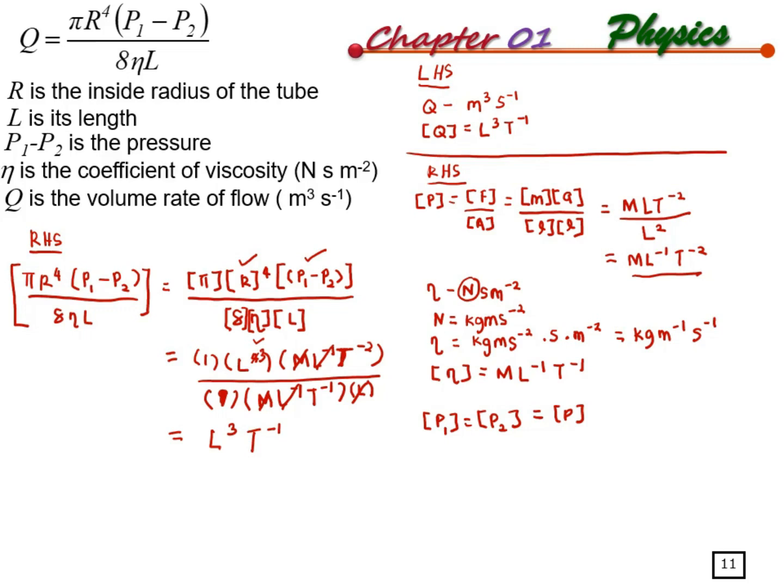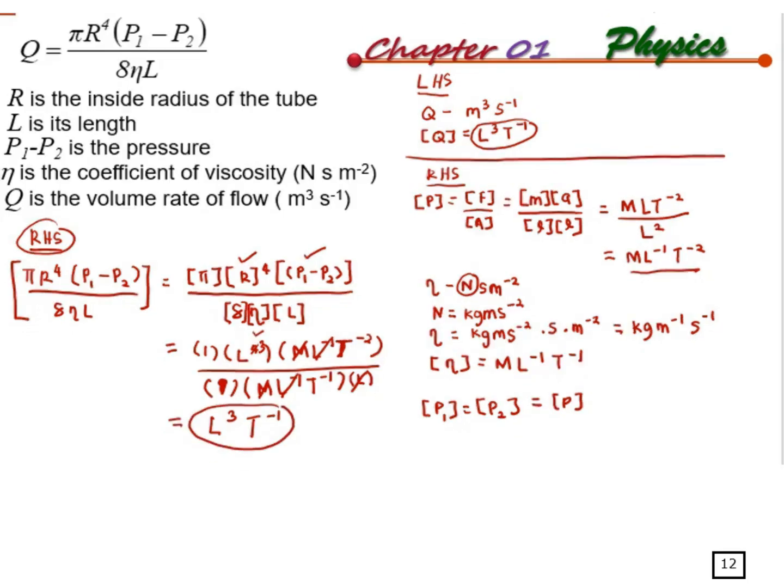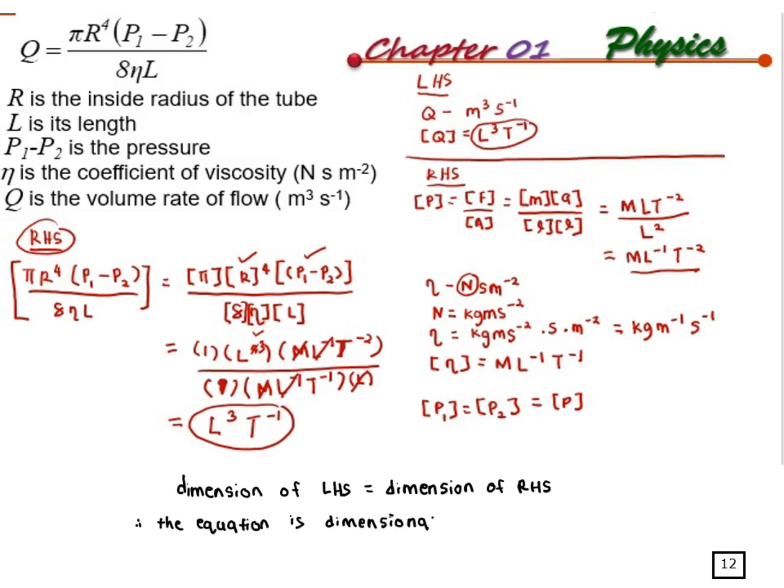Okay, if you can see here, the dimension of the left hand side just now, L to the power of 3 per T, is equal to the dimension of the right hand side, which is L to the power of 3 per T. The dimension of the left hand side equals the dimension of the right hand side. So we can conclude that the equation is dimensionally correct.